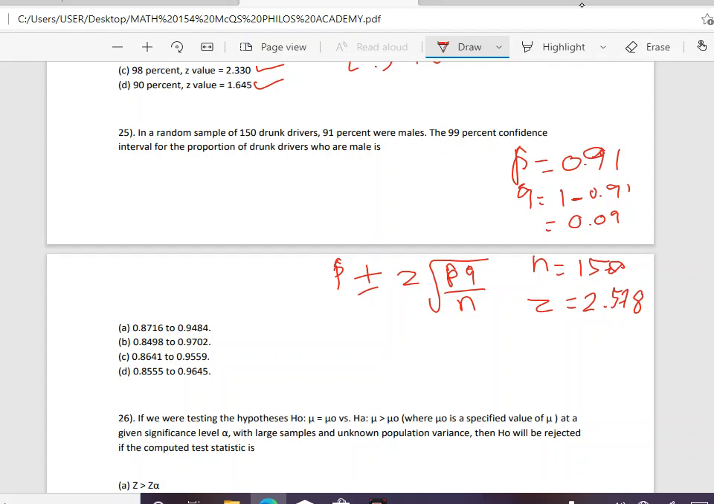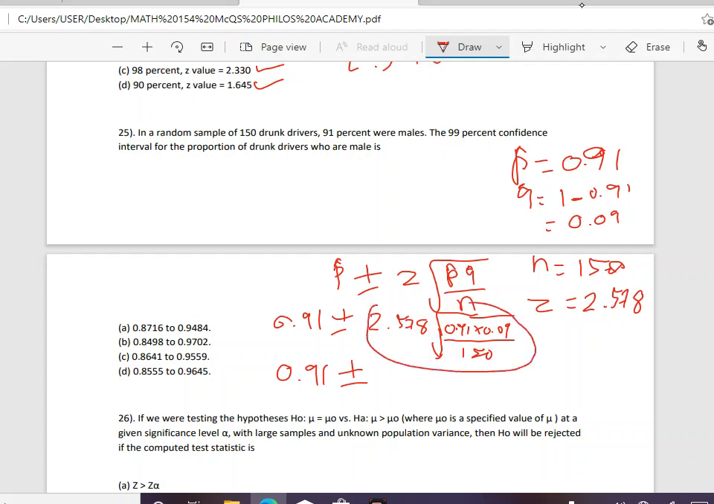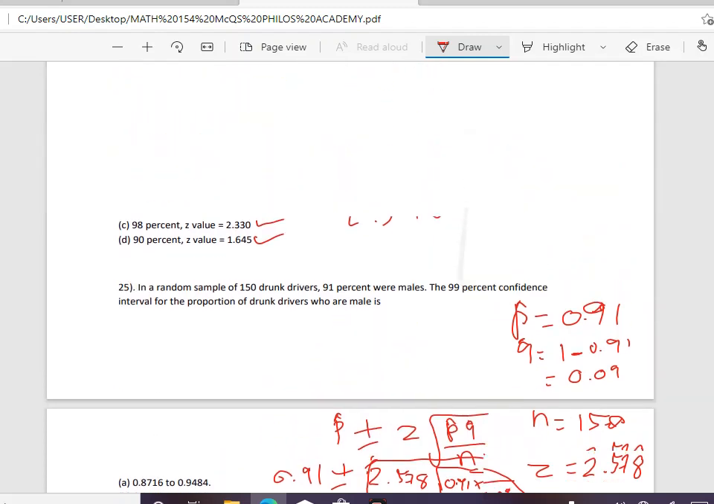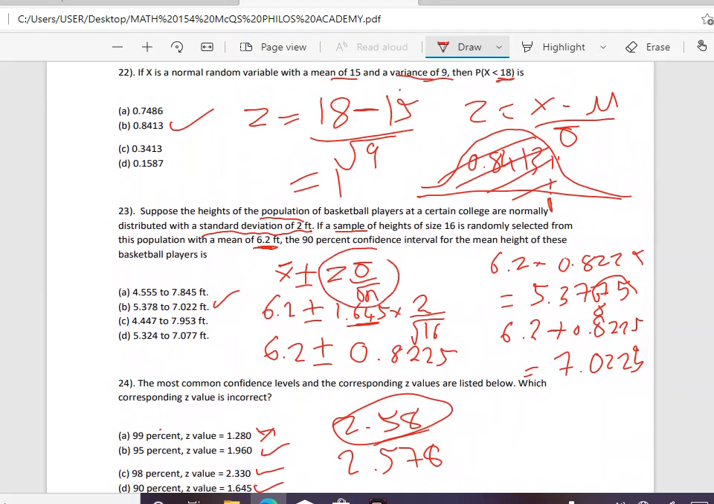Then you have P hat, which is 0.91, plus or minus Z, which is 2.578, multiplying square root of 0.91 times 0.09, that's Q, divided by 150. When you put this on your calculator, you should get 0.0602. Okay, please remember this place is called margin of error. The place I've circled is called margin of error. Here too, this part is called margin of error.